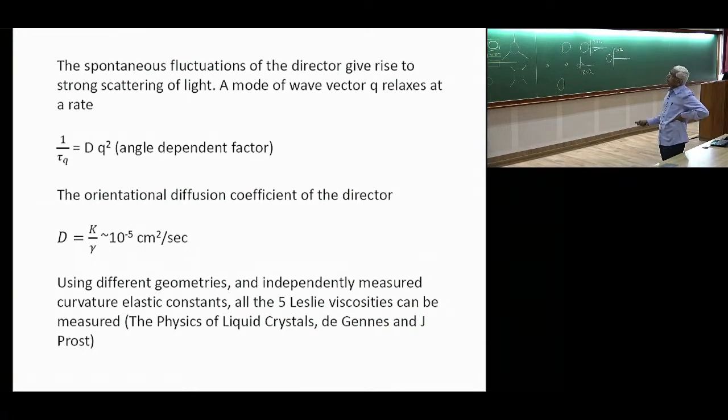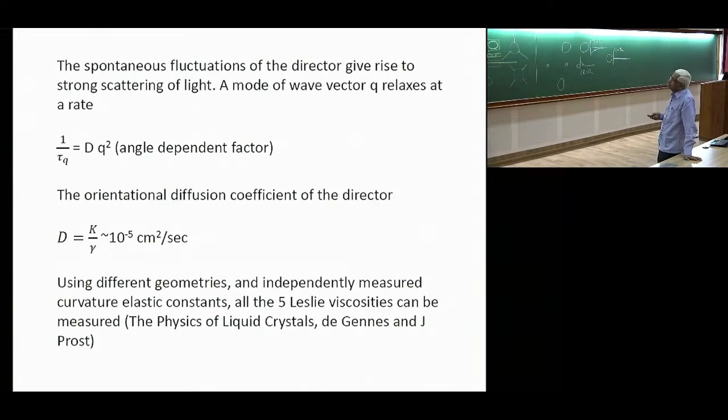Now, the spontaneous fluctuations of the director, of course, give rise to a strong scattering of light. So what I can do is that I can write generally, how does a given mode of a wave vector q relax? And that rate is given by some orientational diffusion coefficient, which is given by this K by gamma into q squared. And this diffusion coefficient is of the order of 10 to minus... I'm sorry, I'm an old timer. I use CGS system. People who are interested can see how to convert that to MKS. I've never got used to MKS system.